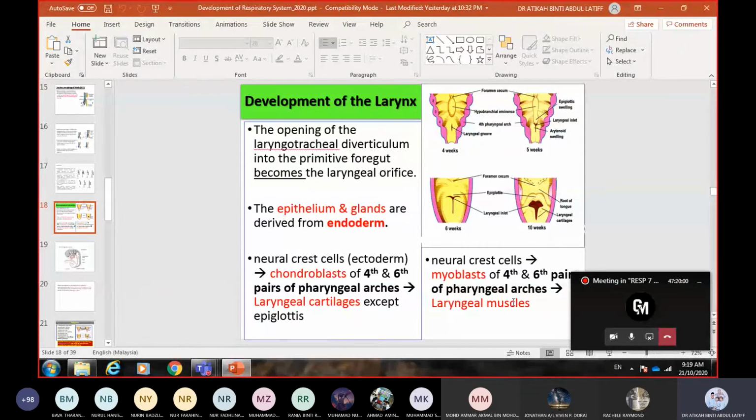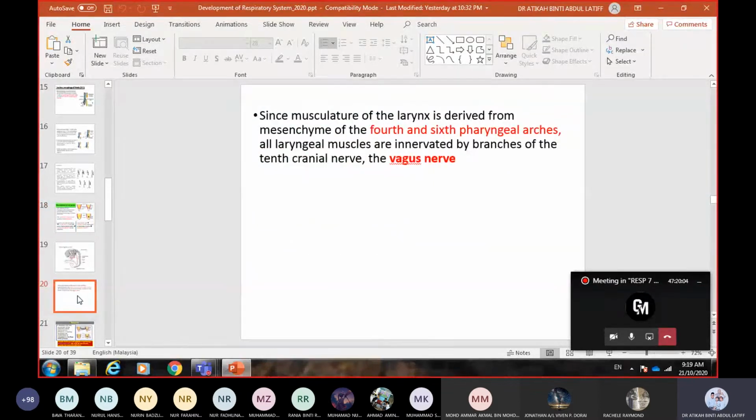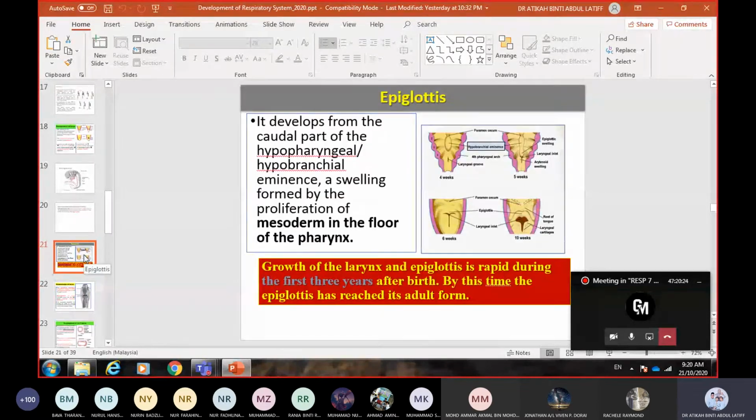And then the next slide. Just a bit on innervation, because the musculature of the larynx is derived from mesenchyme of the 4th and 6th pharyngeal arches. So these are innervated by the vagus nerve. Sorry, the vagus nerve innervates those parts.